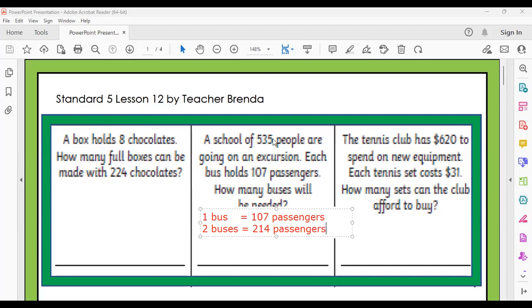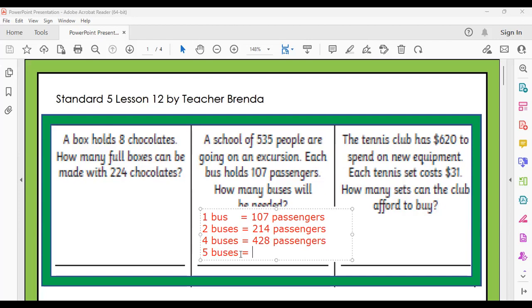Now, we have 214. Remember, we must reach 535. Literally, I can double up. From two buses, I go to four buses now. Tell me what's the double of 214. Remember, we have done doubling before, guys. 200 double, 14 double. What's the answer? In maths, you don't always have to calculate. Just double up in your mind. That's right, 428 passengers.